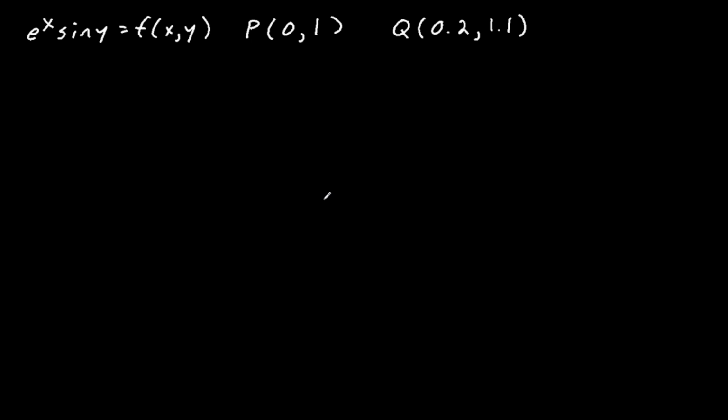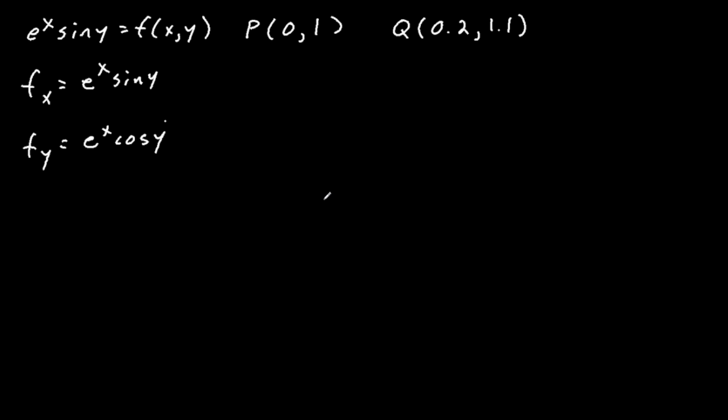Typically, this method is used when you're an engineer and you have some function that is somewhat complicated to plug in hundreds of times, so you just use linear approximation. Hopefully you get close. First, in order to find the equation of the tangent plane, you have to find the gradient. The gradient consists of the x partial and the y partial. The x partial here is e to the power of x sine of y. The y partial is e to the power of x cosine of y.